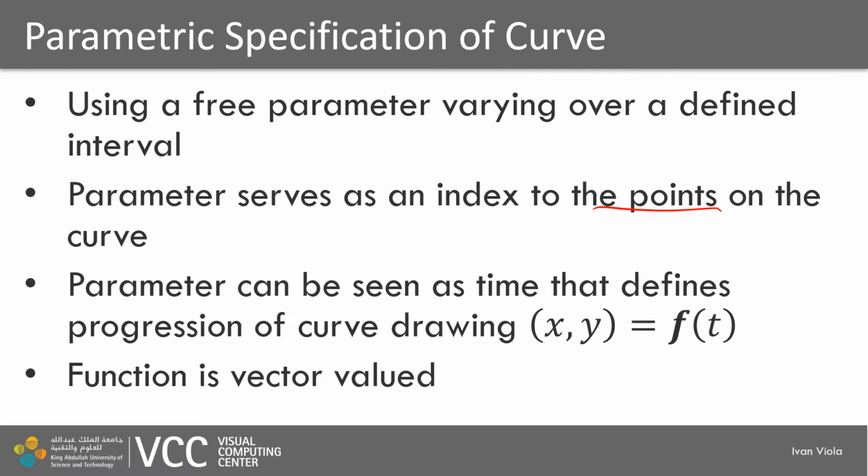We can also see the parameter as a time that defines the progression of the curve drawing. And please keep in mind that the function of parametric representation is a vector valued function. So we have a mapping from R to Rn. For R, we have our parameter t, and in Rn, we will have the coordinates of those points, x, y, maybe z, etc.